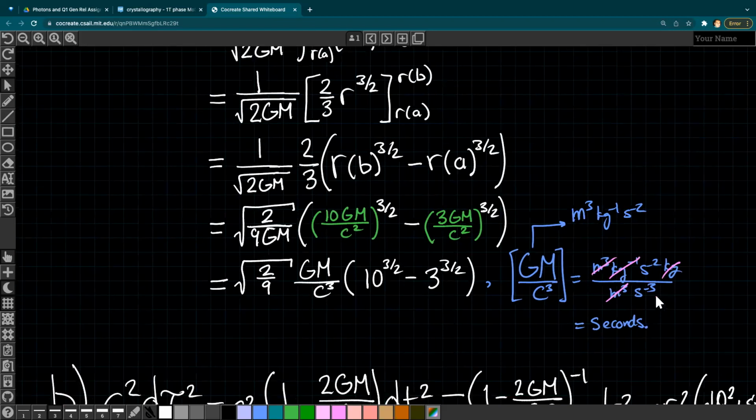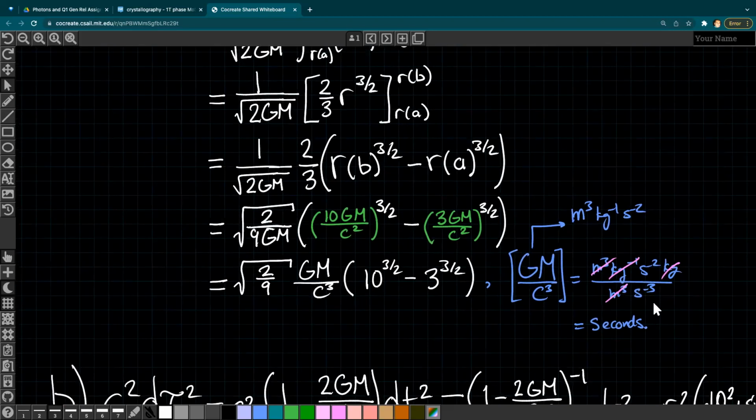We have a minus 3 at the bottom. That ends up being a positive 3 at the top. A minus 2 at the top becomes a minus 2 at the bottom. So we have 3 minus 2 is equal to 1. We have only seconds to the power 1, which is what we want for the time elapsed for the travel.